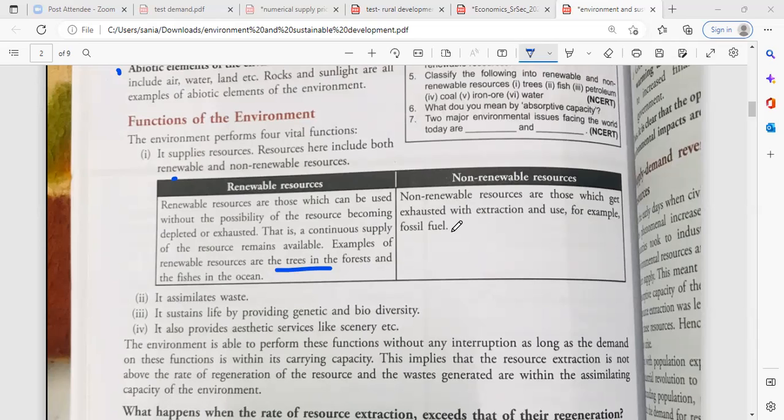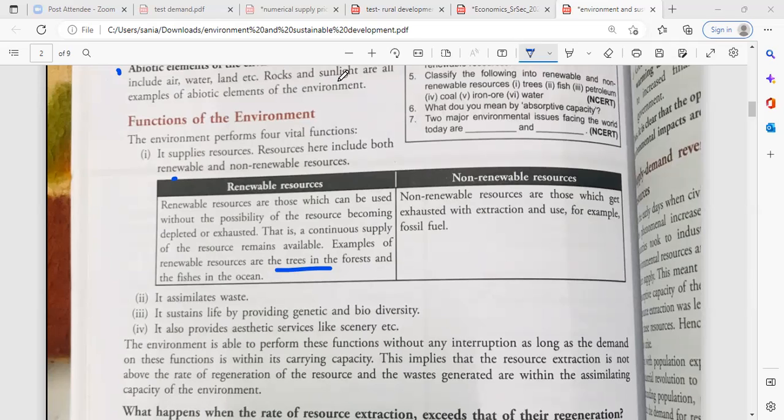And next is non-renewable resource. Non-renewable resources are those which get exhausted with extraction and use. If you continuously use them, then they will be exhausted, like fossil fuels. And it takes millions of years to form the fossil fuels. So this is what you will write. First, you will write the heading functions of environment: first function, second, third, and fourth. After that, the heading difference between renewable and non-renewable. These 2 points. Clear?